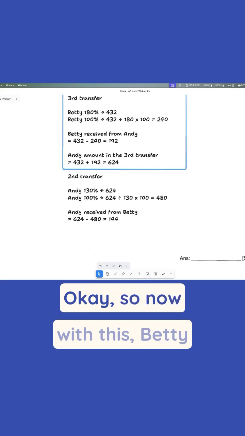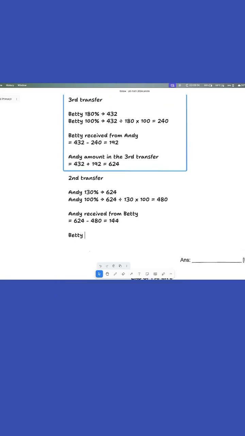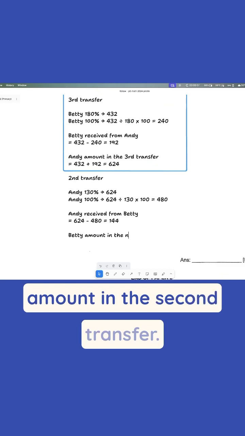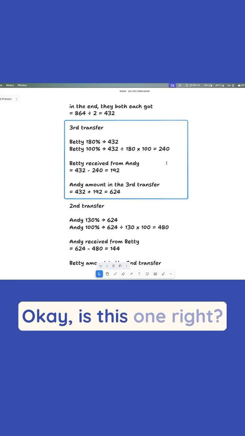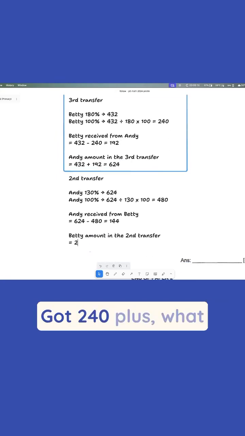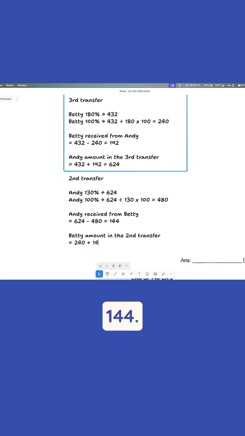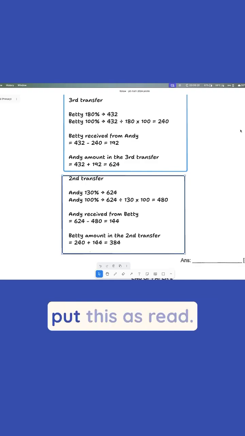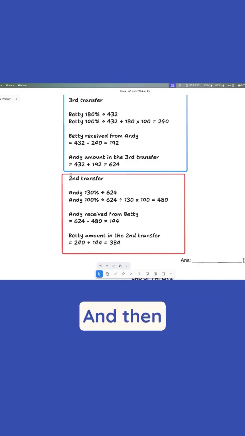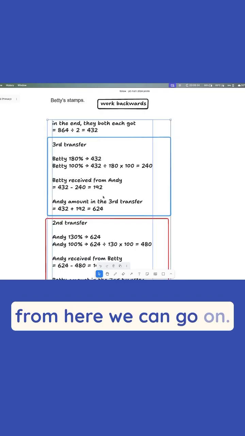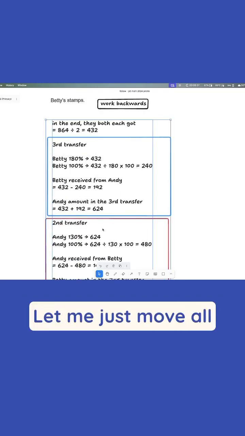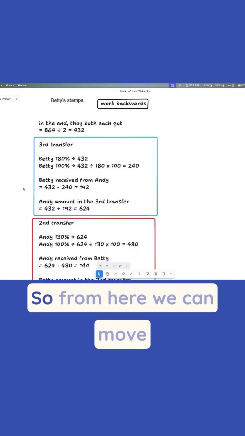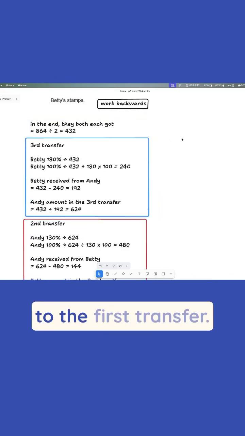Now, Betty's amount before the second transfer: Betty got 240 plus 144, and we can calculate it, 384. So this is the second transfer. I'm going to put this as red. Let me just move all of this over here. From here we can move to the first transfer.